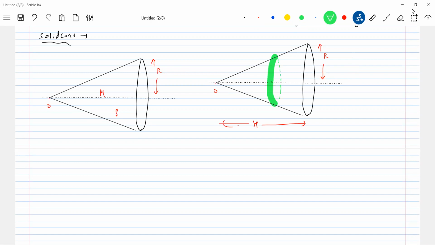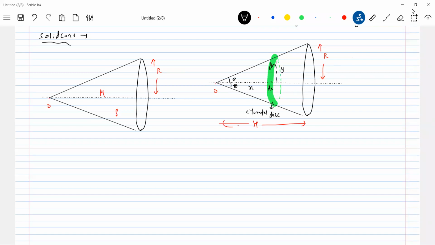Thickness of that, let it be dx at a distance x, and let this be y. Half of the cone angle, let it be theta. Now, the mass of this is dm. This is a disk, an elemental disk, better you call it. What is the elemental structure we are assuming? An elemental disk of thickness dx and radius y.